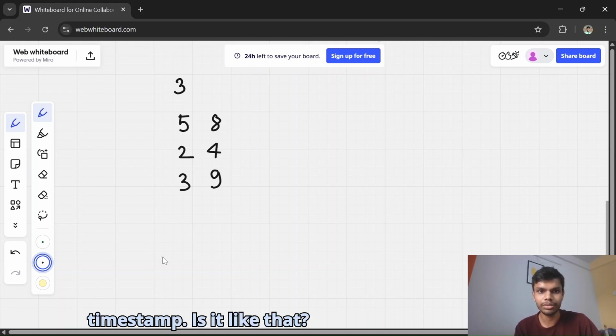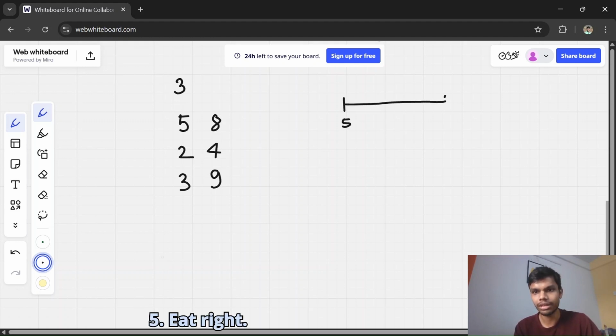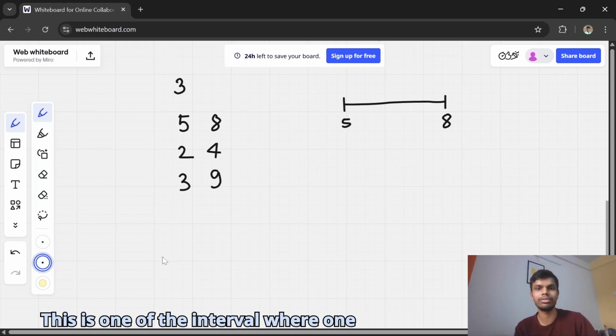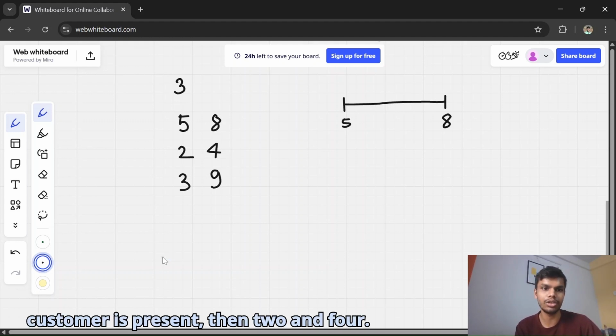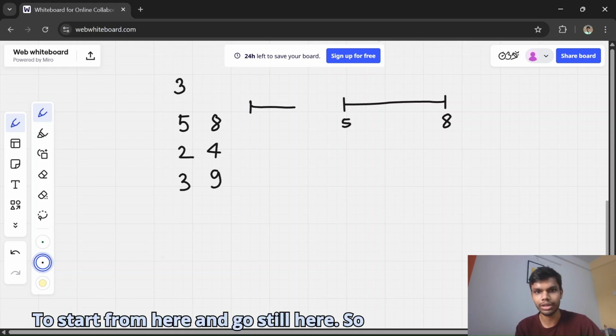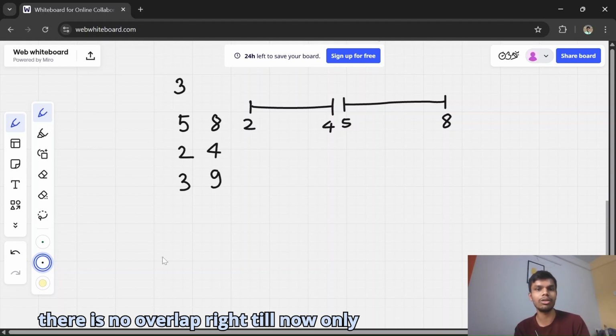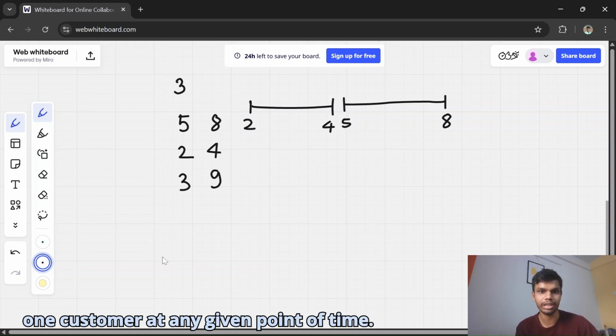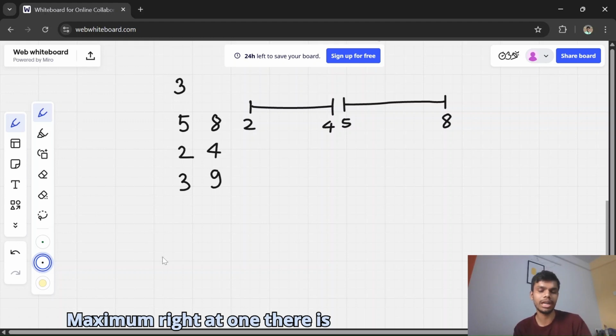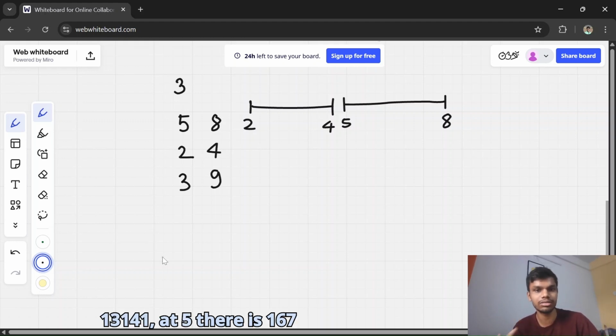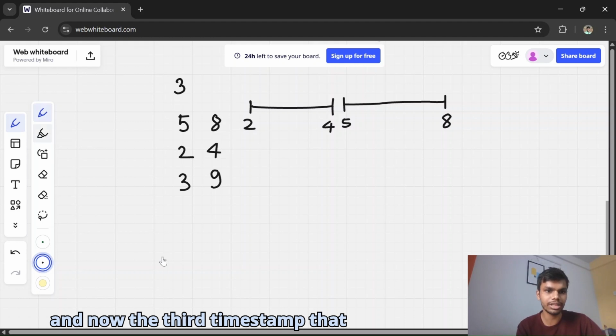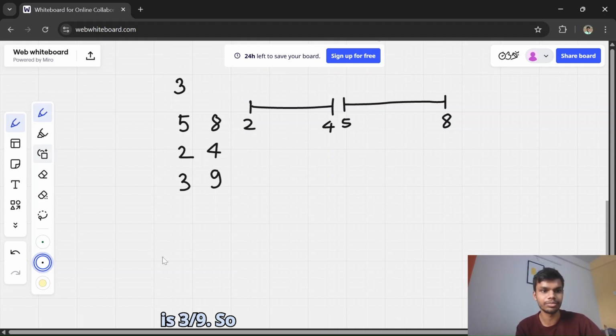So assume the timestamps are like this: 5 8 is one of the intervals where one customer is present. Then 2 and 4, which starts from here and goes till here. So there is no overlap. Till now, only one customer at any given point of time at maximum. At 1 there is no customer, at 2 there is 1, 3 1, 4 1, at 5 there is 1, 6, 7 and 8. Now the third timestamp, that is 3 9.